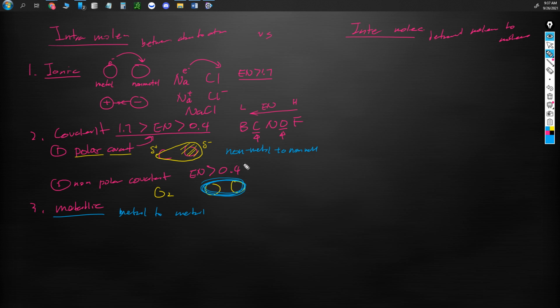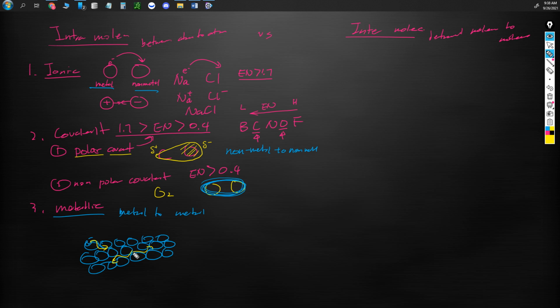Okay, general stance. This was a metal to metal bond, right? We talked about that last time, where we have some kind of metal compound, and these are all, let's just say, copper atoms. And electrons are what? Moving freely, from neighbor to neighbor.